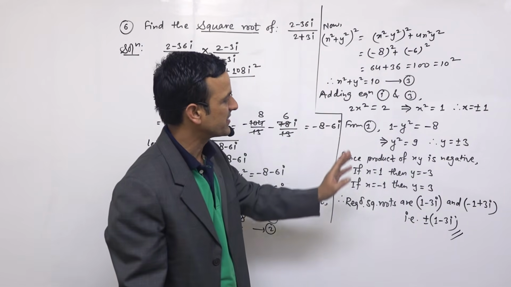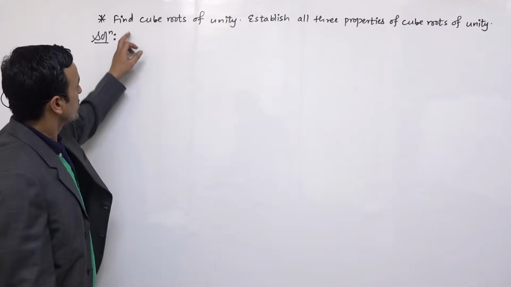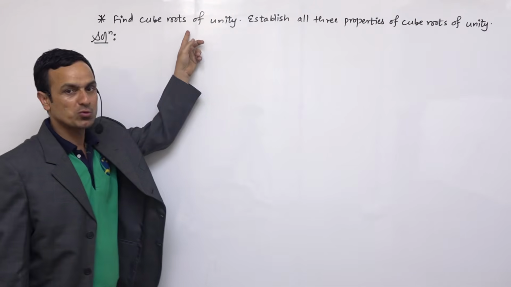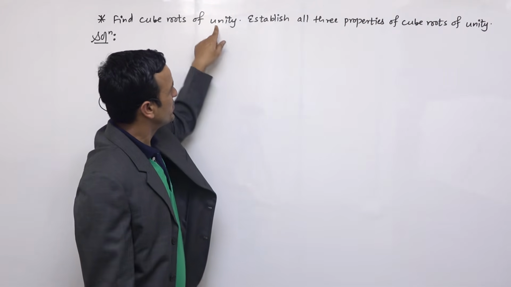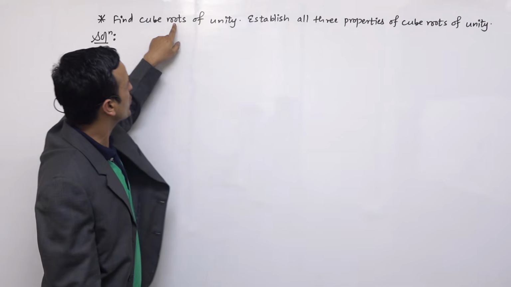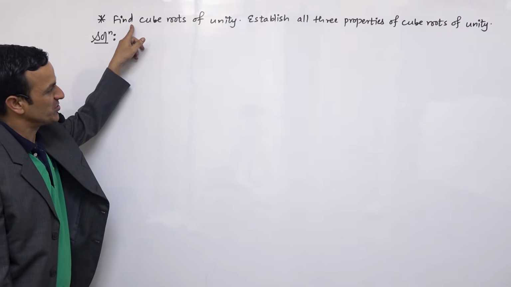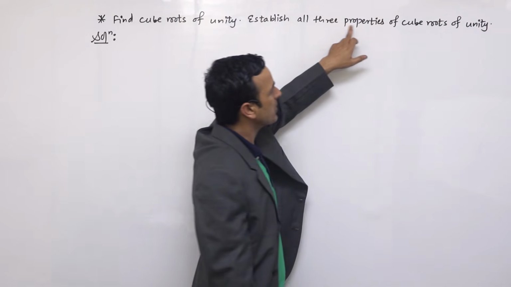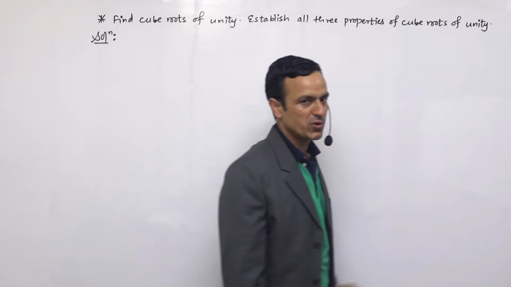So we have a question: find cube roots of unity. Unity means 1. 1 को cube root हरु निकाल्नुस् भन्ने question हो. Establish all 3 properties of cube roots of unity.